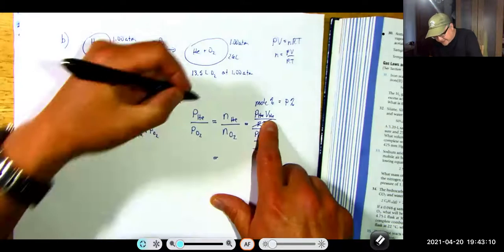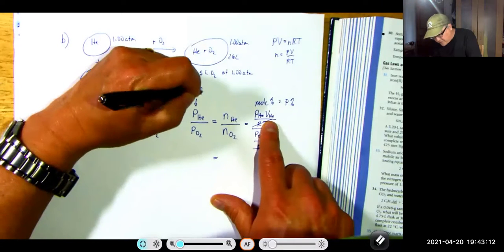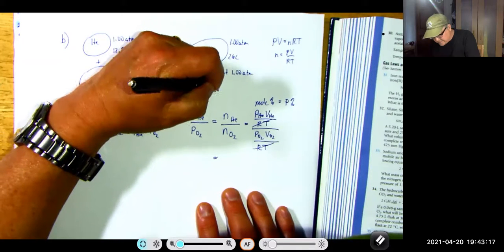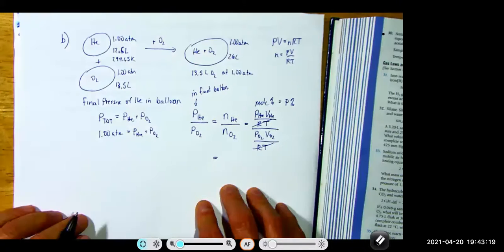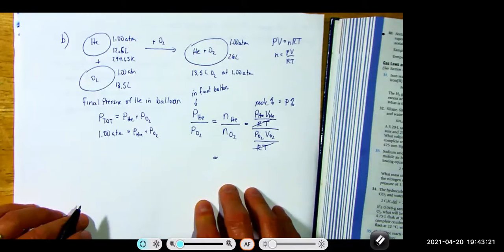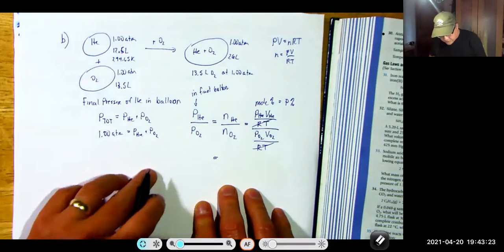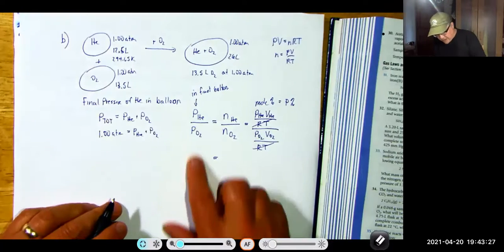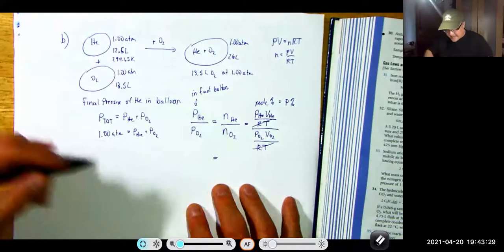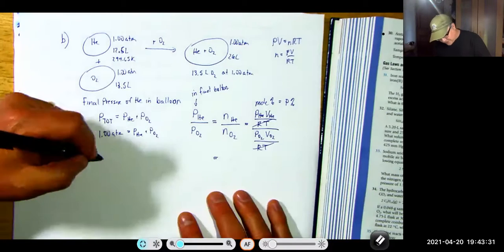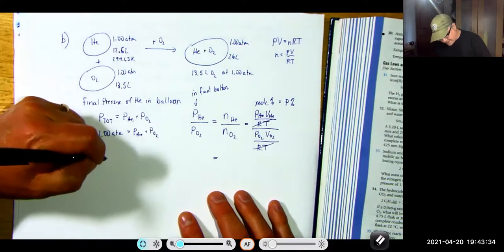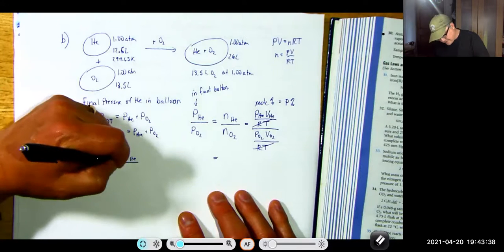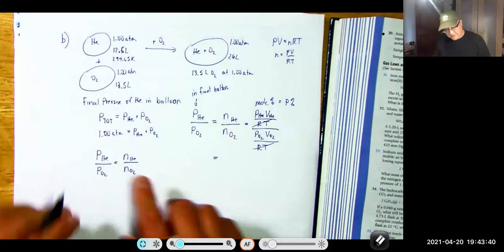This is in the final balloon, right? The pressure that they're talking about. So again, we're supposed to find the final pressure of helium in the balloon. So I see where I will need to go with this. So here, I think we're okay. So I believe this is okay, correct?